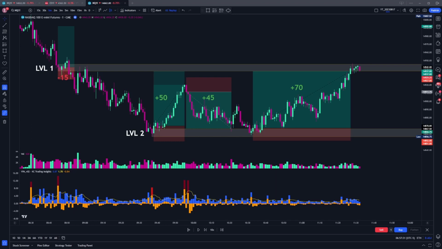Hi guys, today I want to show you how I was able to identify two key levels on the Nasdaq using this volume price indicator, and this allowed me to take 4 trades, 1 small loss and then 3 really big wins. If you want to use this indicator yourself, stick around until the end of the video and I'll show you how you can get access to it on TradingView.